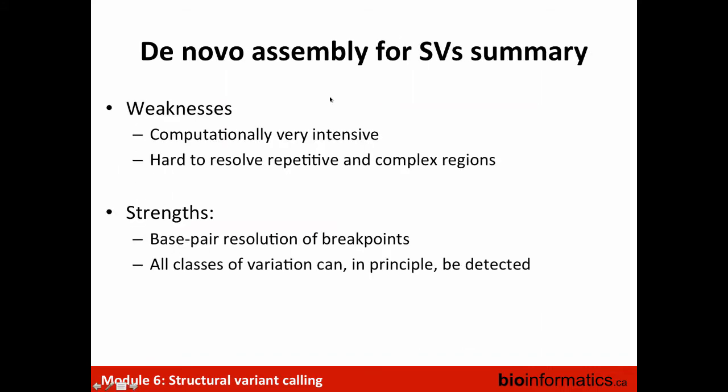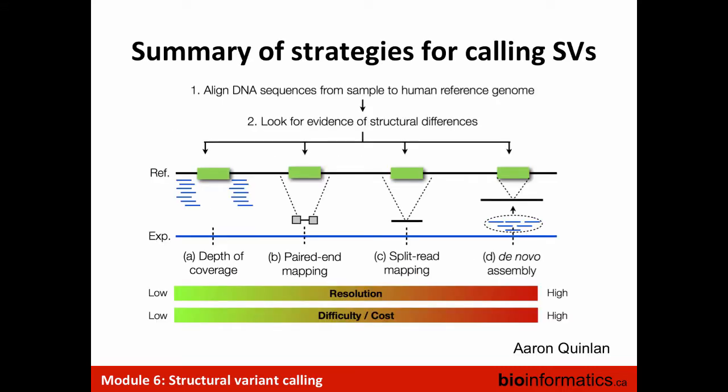Here the weakness is that it's computationally very intensive. People are trying to speed this up, but it's really hard to assemble genomes, especially at the size of the human genome. It's also quite hard to resolve patterns in repetitive regions. These are always hard to assemble well, so it doesn't necessarily solve all the problems that we had before. But the strength is that if we could solve this problem well, then we would have, for sure, base pair resolution of all breakpoints, and we could find all the classes of variation. Hopefully we'll find a way, but with short reads, it's hard to assemble a genome de novo. It's quite a challenge. I think it's important to know that this is a hard problem computationally.